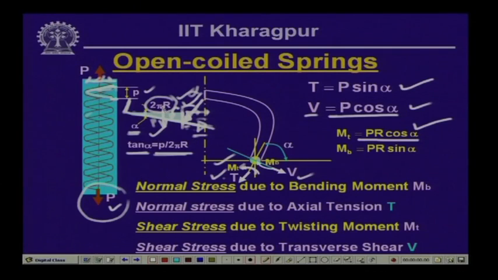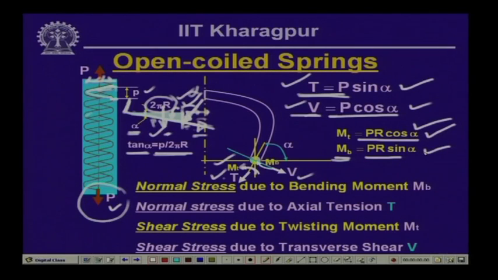So, now as you can see, the force P has two components, one is T, another one is V. T is the direct tension that is caused in the wire, and V is the shear that is caused in the wire because of P, which are P sin alpha and P cos alpha. And the twisting moment P into R will have two components, one is causing a twisting moment, which is equal to P r cos alpha, and another one is causing a bending moment, which is equal to P r sin alpha.